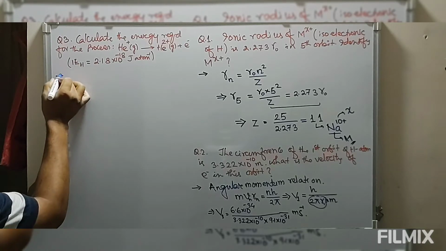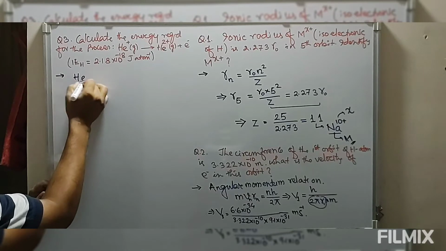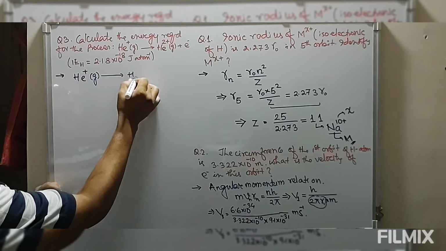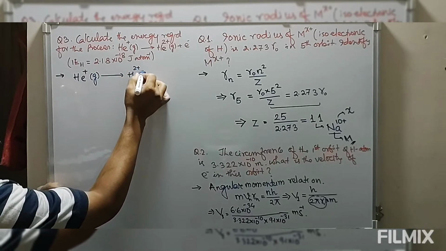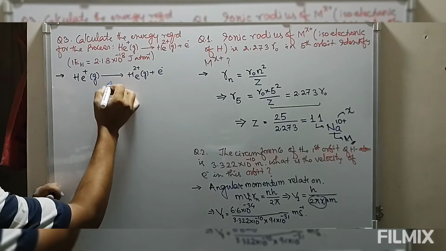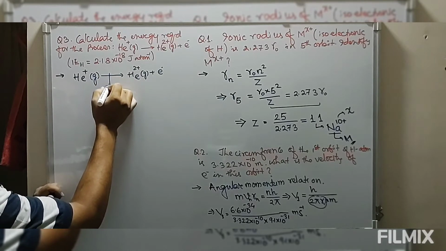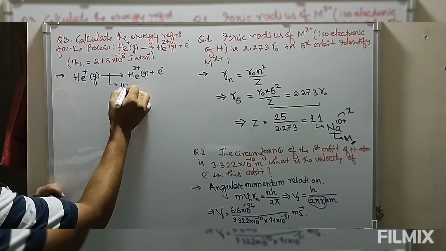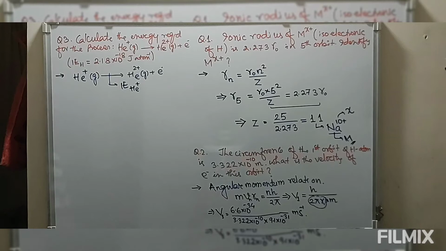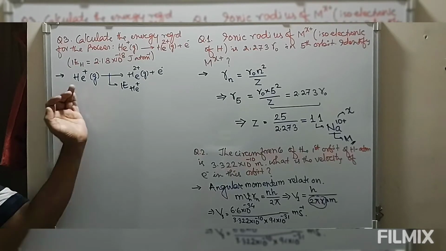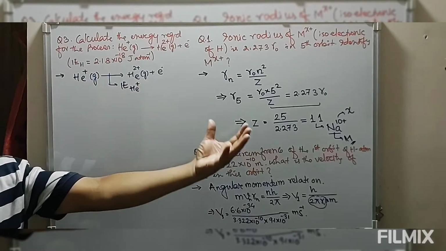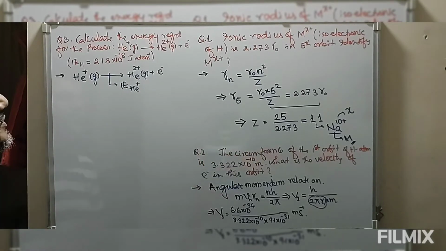So now this equation: He plus giving you He 2 plus, is known as the ionization energy of helium plus. We have to find the ionization energy of helium, because the only electron present in helium plus is to be completely removed. So this process is what we call the ionization process. So, the ionization energy of helium.